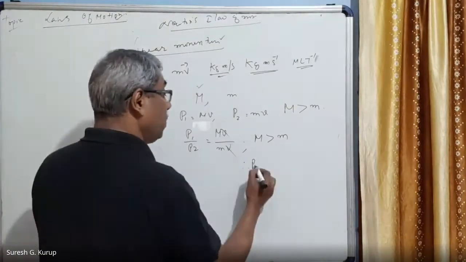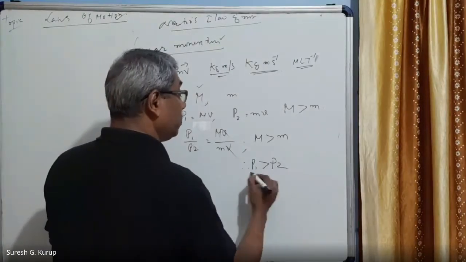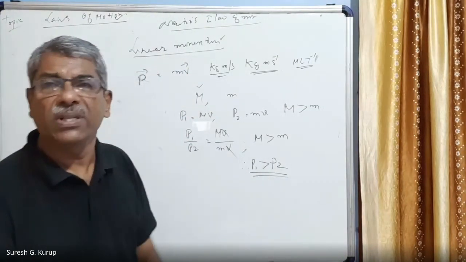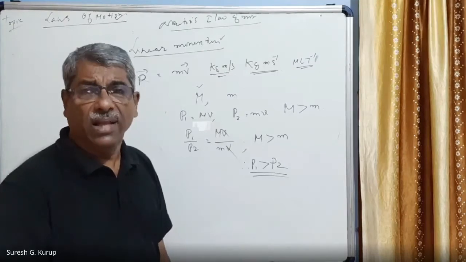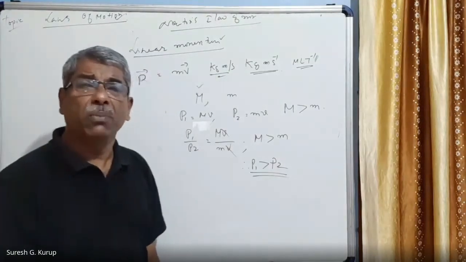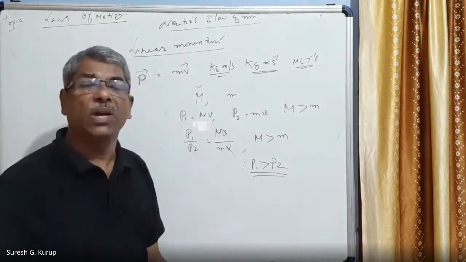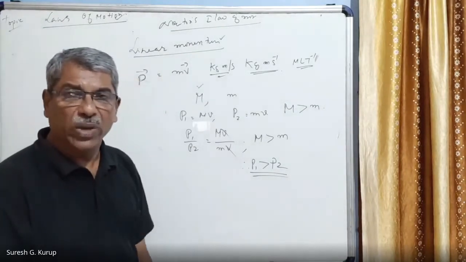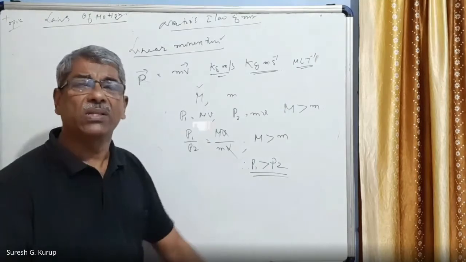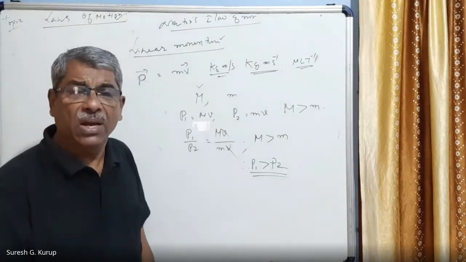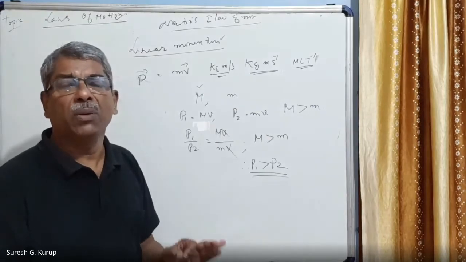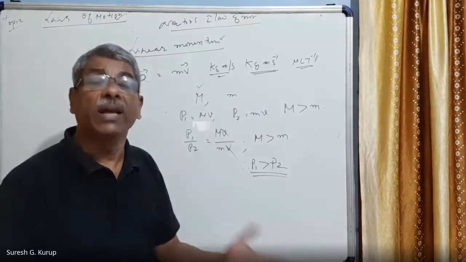Therefore, P1 is greater than P2. So when two bodies of different masses are moving with the same velocities, the momentum of the body having greater mass will be more. That means when two bodies are moving with the same velocities, the momentum of the body having more mass will be greater.